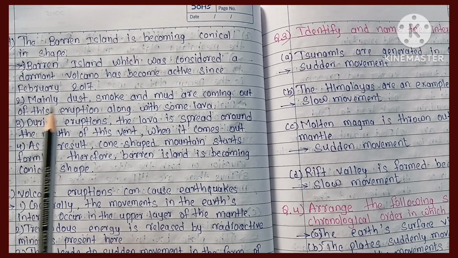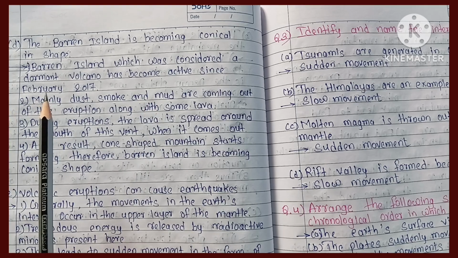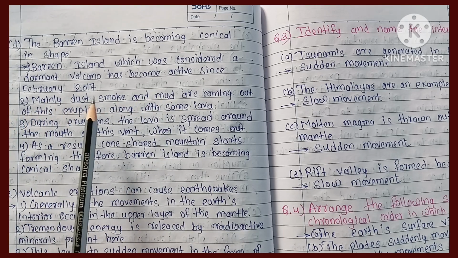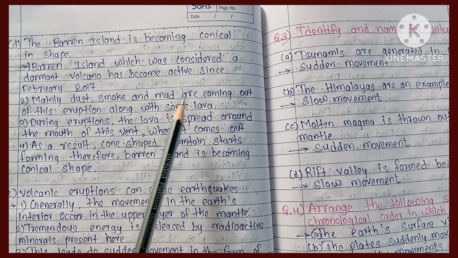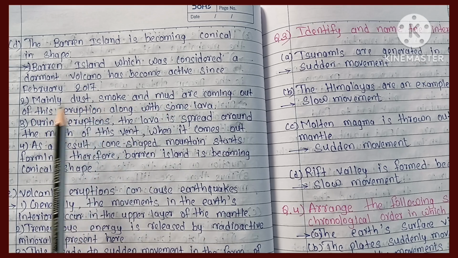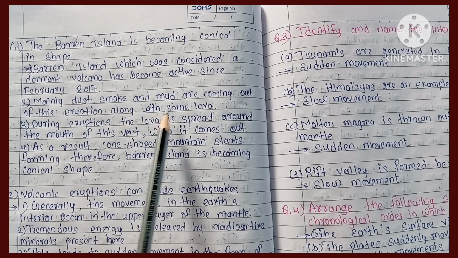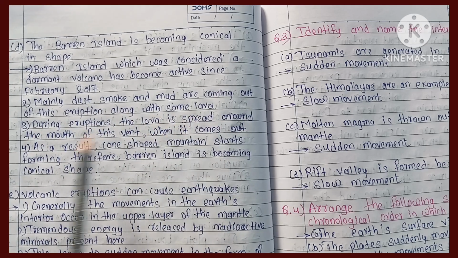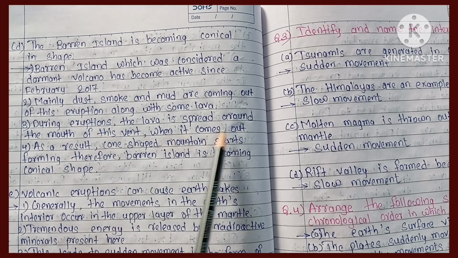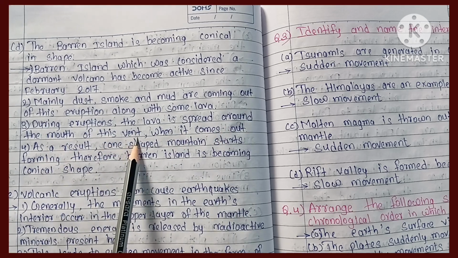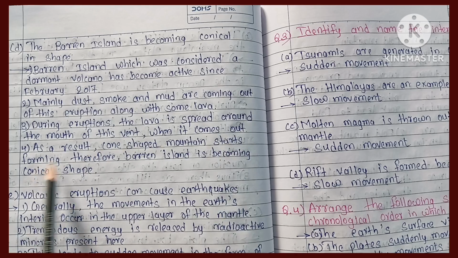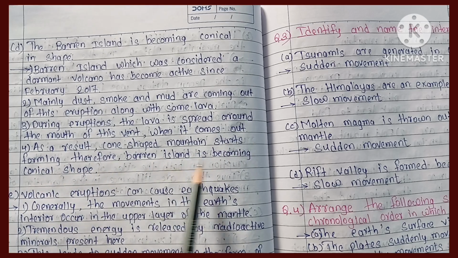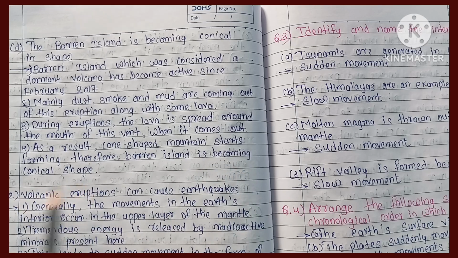Next question. Barren Island is becoming conical in shape. Answer: Barren Island, which was considered a dormant volcano, has become active since February 2017. Mainly dust, smoke and mud are coming out of this eruption along with some lava. During eruptions, the lava spreads around the mouth of the vent. When it cools, as a result, cone-shaped mountains start forming. Therefore, Barren Island is becoming conical in shape.